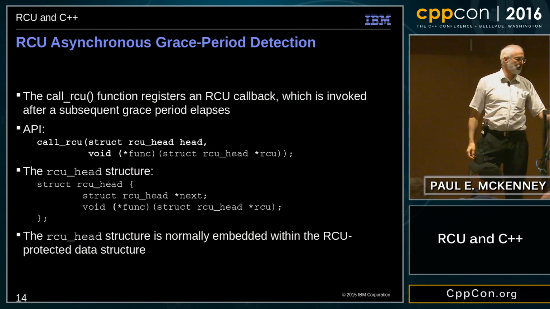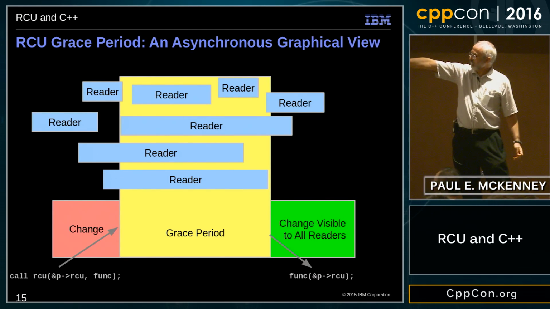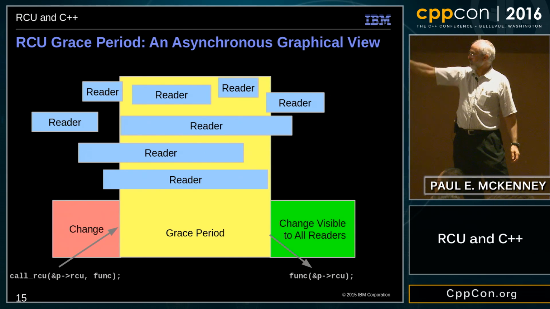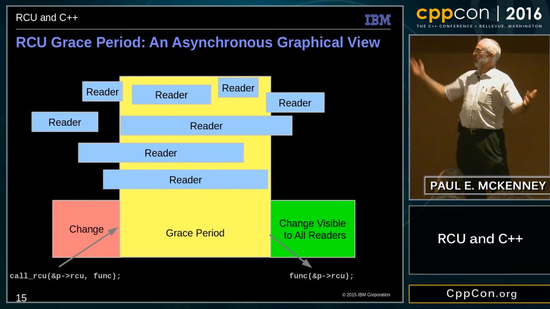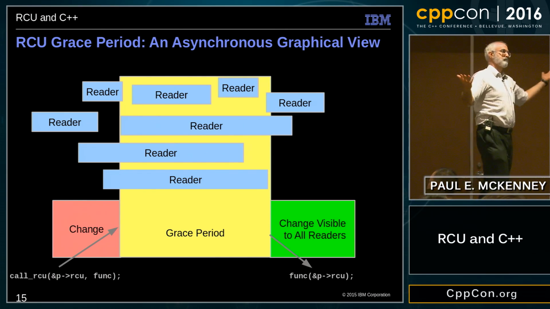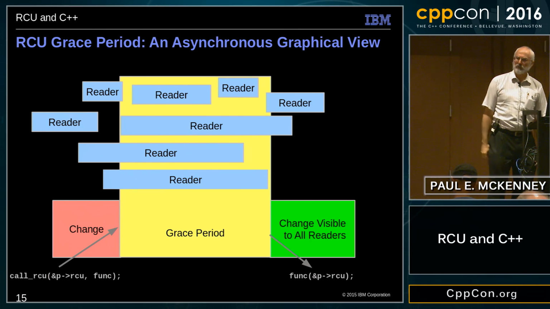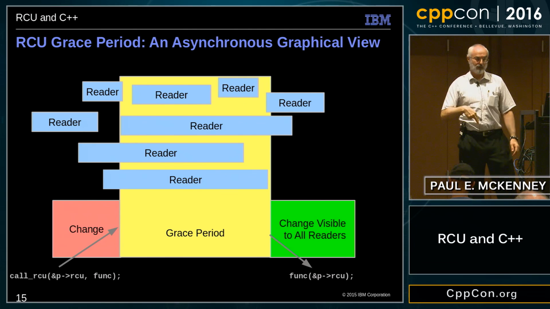So diagrammatically, it looks like this. We had a change. Right when the change is done, we do call_rcu. We hand it the pointer to that rcu_head structure. We've handed it a function. When the grace period is over, that function gets called and it's passed that rcu_head pointer. Works fairly well. We've been doing it for a very long time. In fact, in Dynix/PTX in the 90s, we had this, but we didn't have the synchronous wait.